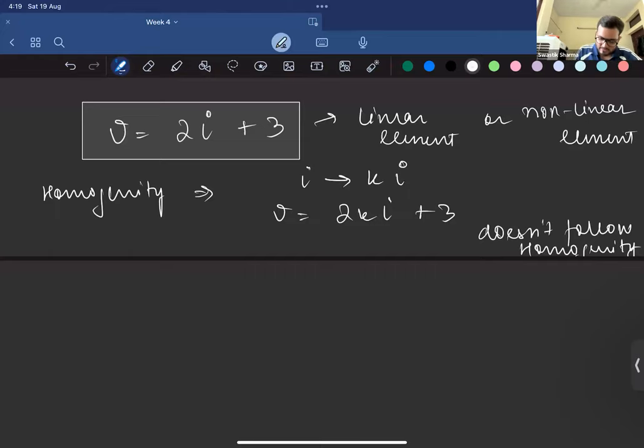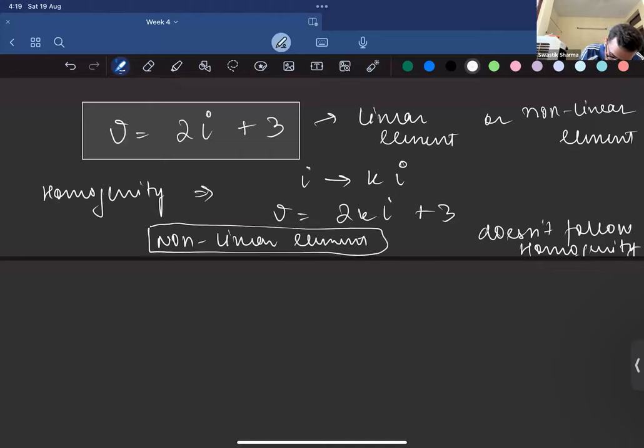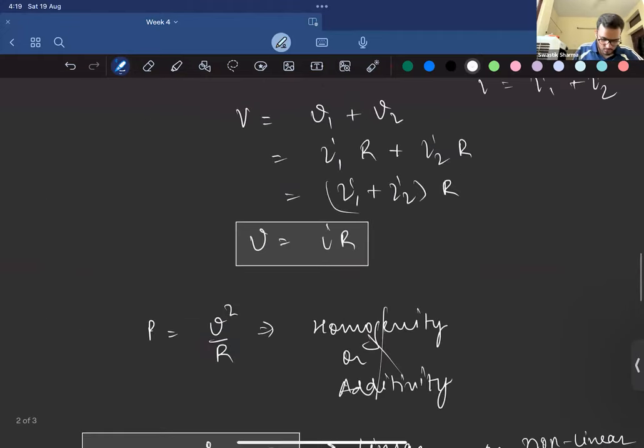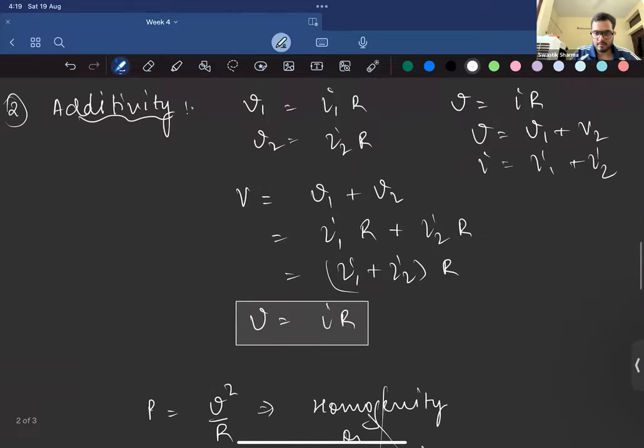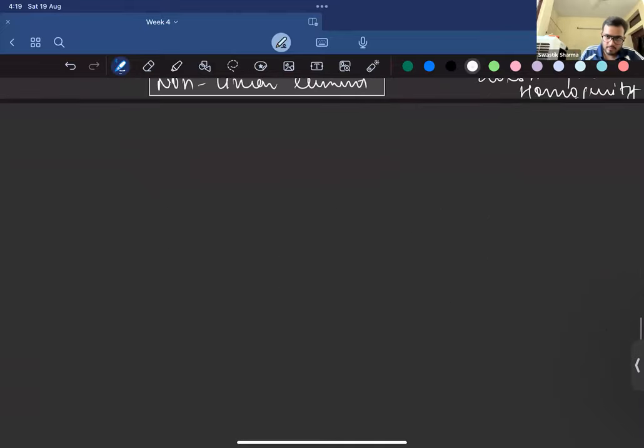Okay. Since it doesn't follow homogeneity, it's a nonlinear element, right? Okay, so next is superposition. So now let's jump into circuit theorems.